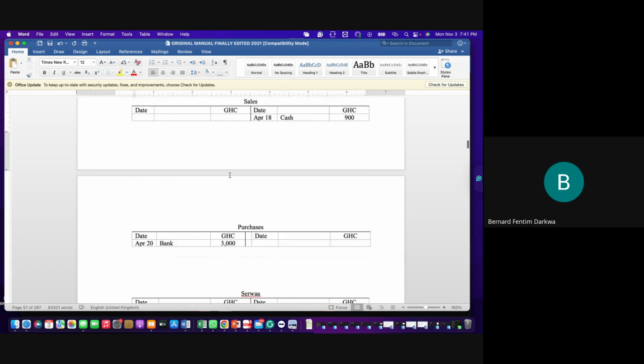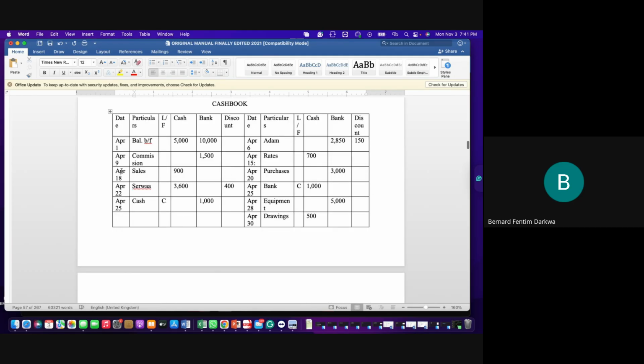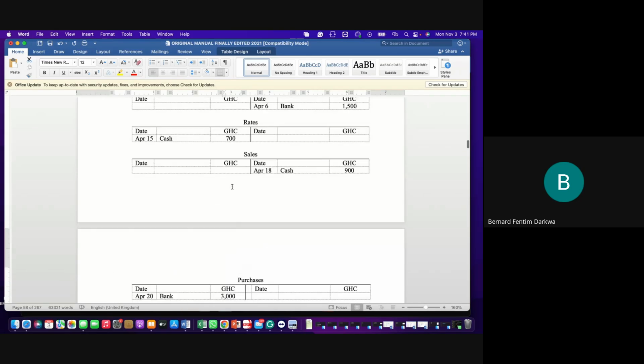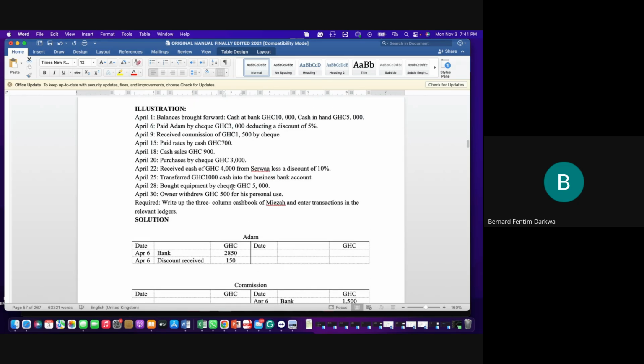So you come here and record to show that, so that here Sewa 3,600, then there was a discount of 400. That's all. So it's a very simple thing that we need to do when it comes to cash book recording. So I have 2 column cash book expression, but 3 column you are adjusting.